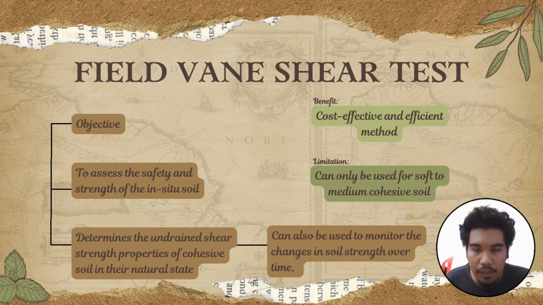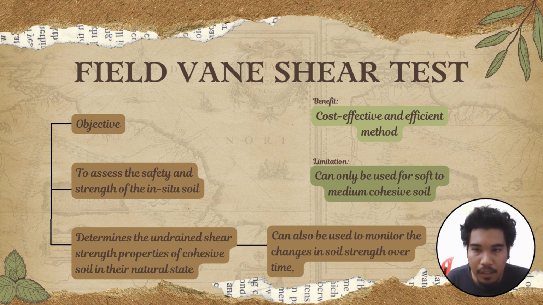First, the objective of the field vane test is to determine the in situ undrained shear strength of saturated fine soils, particularly clay. This test is commonly employed in geotechnical investigations to assess the soil stability and its resistance to shearing under ambient conditions. Then we will go to the benefit of field vane test.